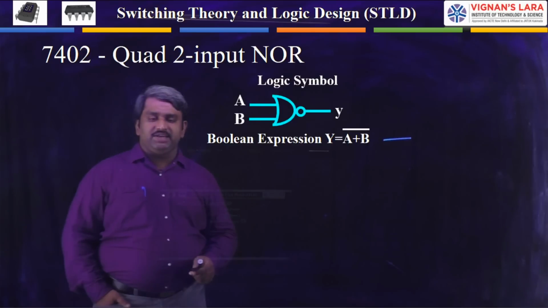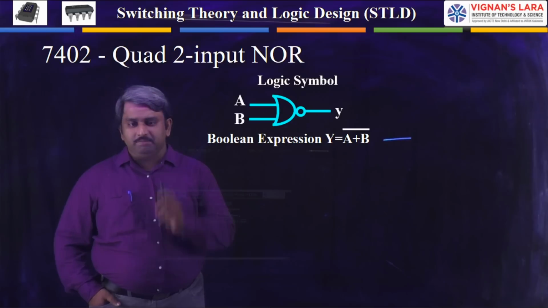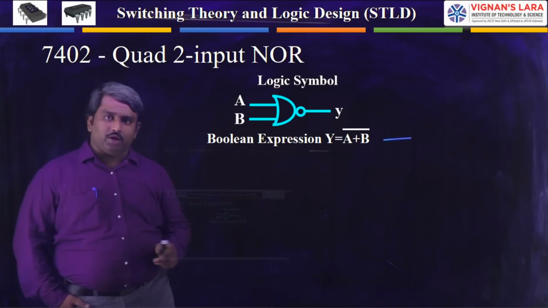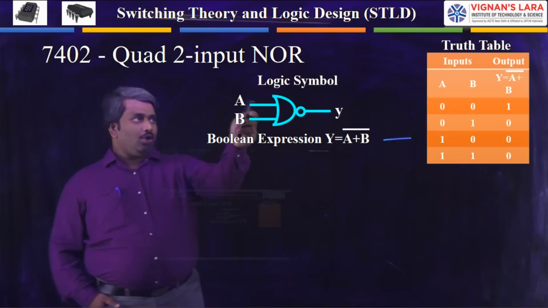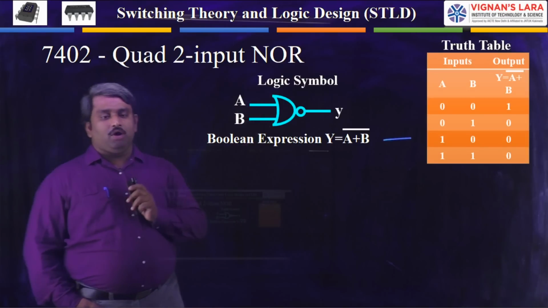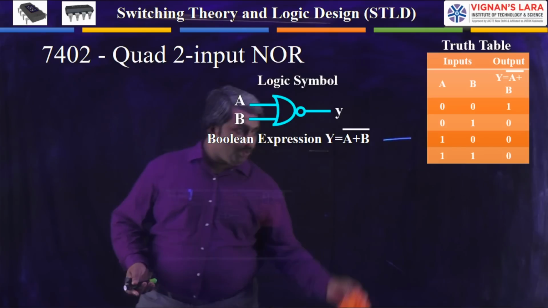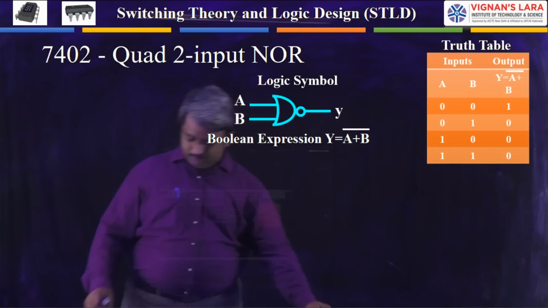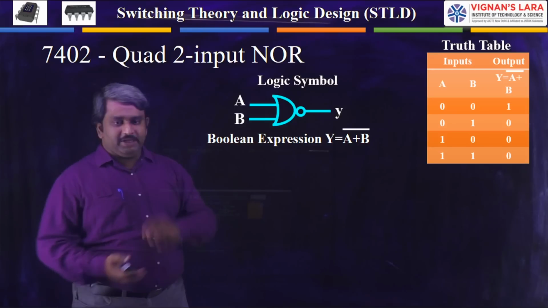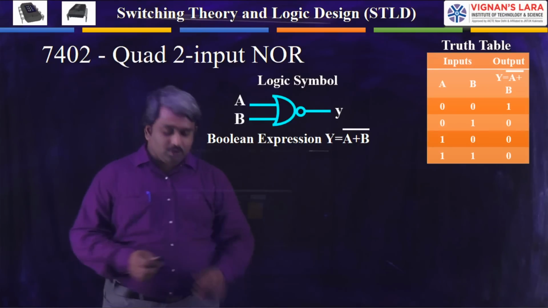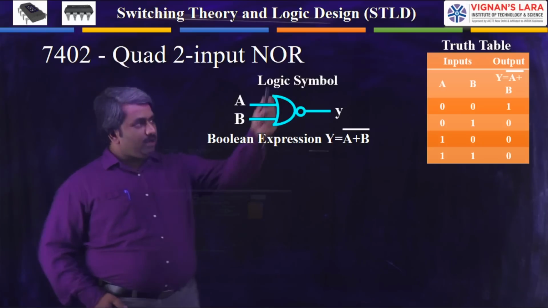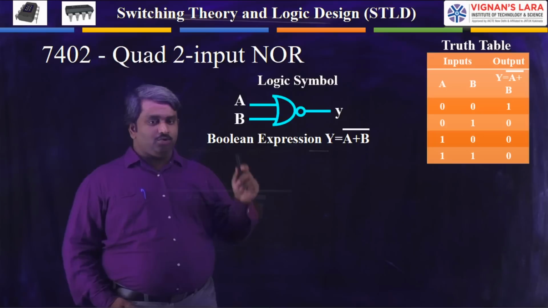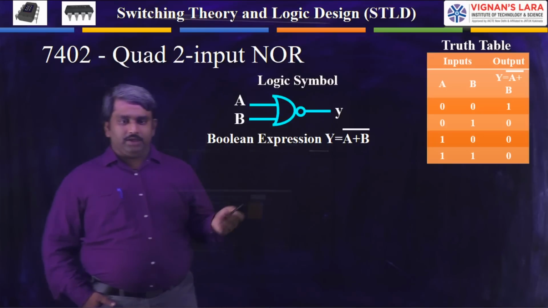Coming to IC 7402, you have to remember these numbers. There is no alternate. IC 7402 is a quad 2 input NOR gate, and this is the logic symbol for the NOR gate. Y is equal to A plus B whole bar. This is the NOR gate operation. Coming to the truth table, here A, B are the 2 inputs, and Y is equal to A plus B whole bar.